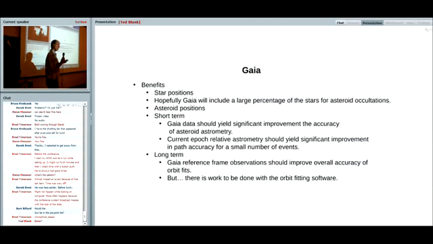They can just both be in the GAIA frame, and we'll be good with that sort of approach. Long term, the GAIA reference frame observation should improve the accuracy of orbit fits, but frankly, I think there's going to be a lot of work to be done in software. The current orbit fitting software is definitely not up to dealing with GAIA right now, so they're going to have to evolve that a little bit. Hopefully that won't take long. There are people working on it, so I'm hoping that happens soon.